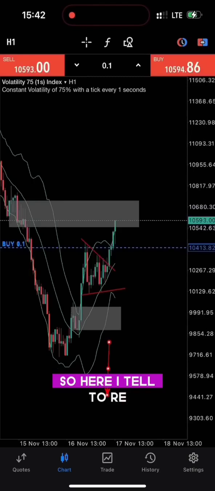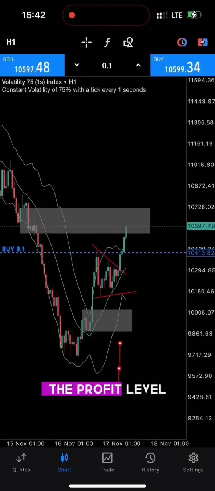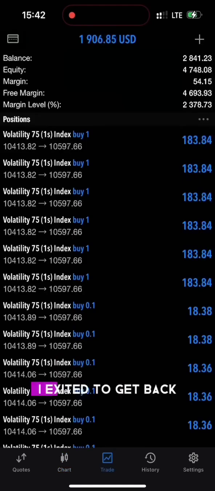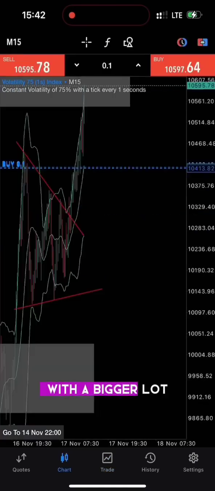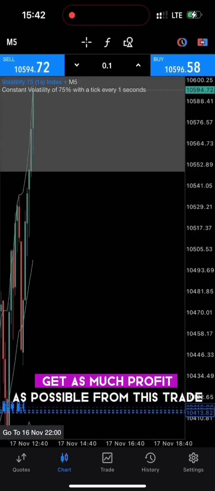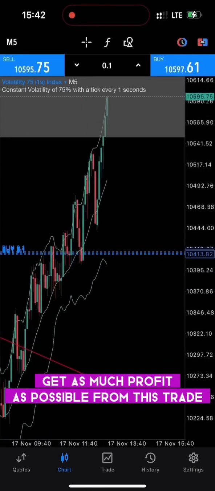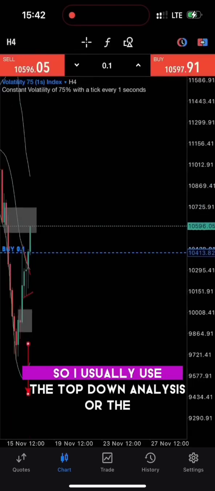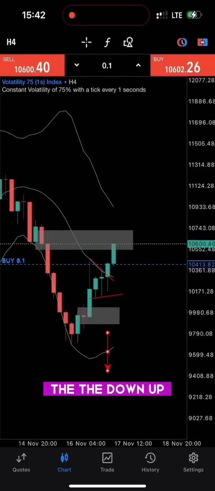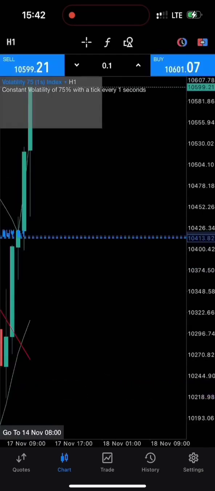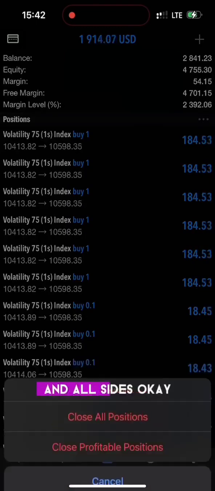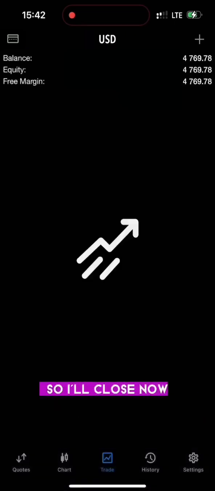So here I decided to re-enter because the profit level wasn't reached, so I exited to get back in with a bigger lot so that I can get as much profit as possible from this trade. I usually use the top down analysis or the down up. They all work. You need to check the trade from all angles and all sides. Okay, so I'll close now.